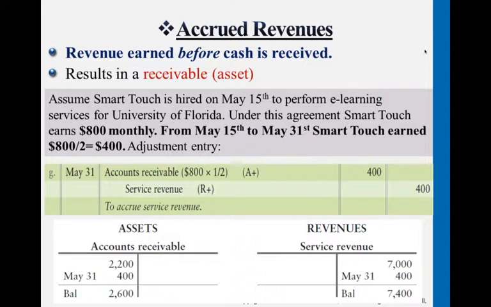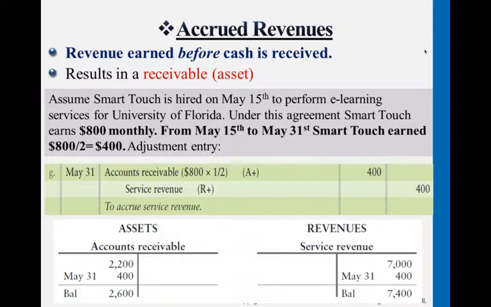So when it reaches the end of the month, we want to represent, for example, some of the contracts, like if a company hired SmartTouch to perform e-learning services starting from May 15th, and let's say that on a monthly basis they agreed to pay SmartTouch company $800. So this is a monthly contract amount. So from May 15th all the way to the end of May, there has been 2 weeks already. So if SmartTouch company has been providing e-learning services for 2 weeks, even though the regular pay date probably is June 15th next month, so exactly a month later, they should be getting this $800.